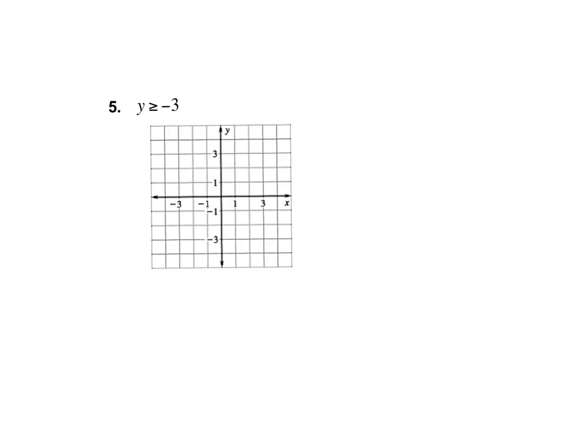All right, we're going to skip today and we're going to do these tomorrow. We're going to skip number 5 and we're going to skip number 6.